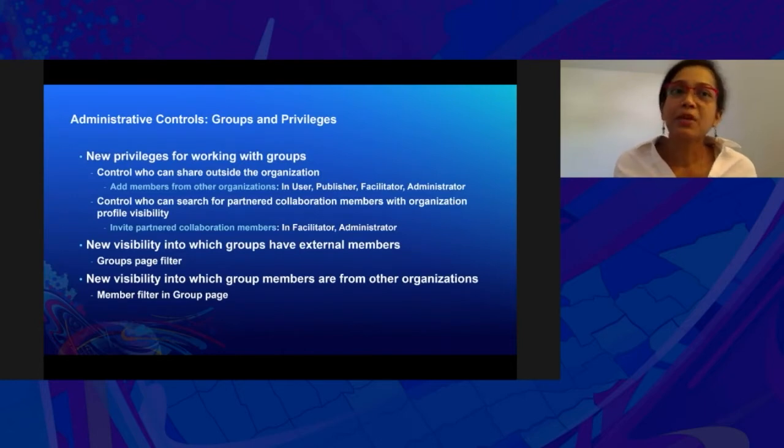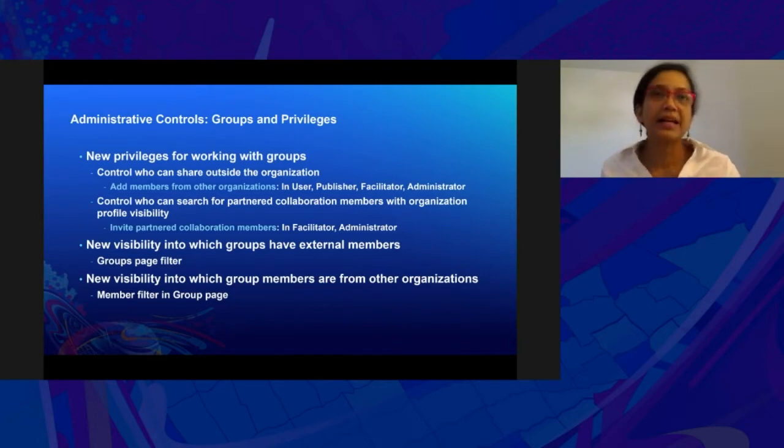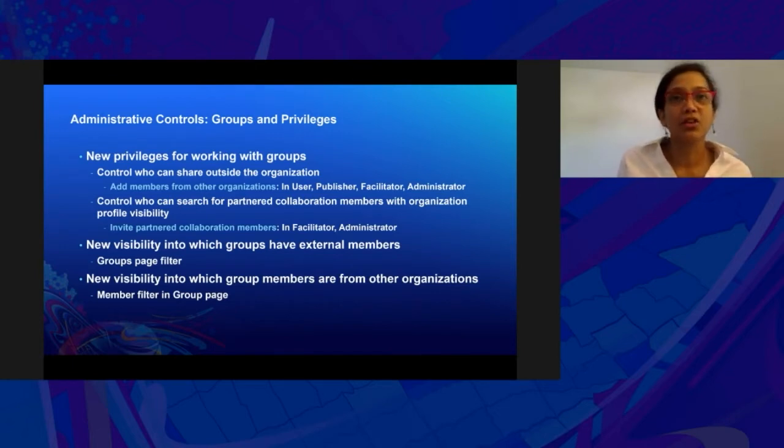And once you've set it up, there are some administrative controls that you would have as an administrator. There's a new privilege, like I talked about, that allows you to have control on how sharing happens outside the organization. Add members from other organization, that's a new privilege. And this controls who can share outside the organization. And this is in the user, publisher, and the new facilitator role, administrator role, as well as all of the custom roles that you've got that are able to create groups. They'll get this new privilege.